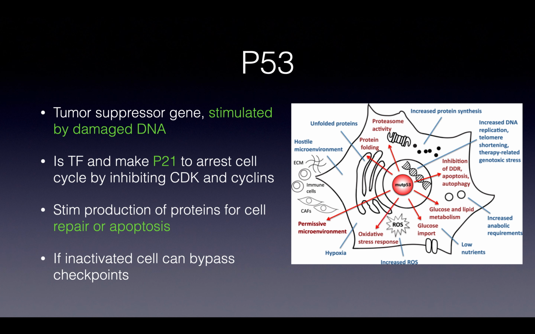P53 is going to be stimulated by damaged DNA. It's our tumor suppressor gene. It's a transcription factor, and it makes P21 to arrest the cell cycle by inhibiting CDK and the cyclins. It's a twofold kind of process. So it inhibits the CDK and the cyclin in order to stop the cell cycle, to allow the cell to repair itself or judge that there's too much damage and go through apoptosis.